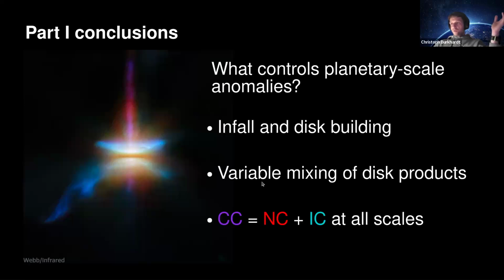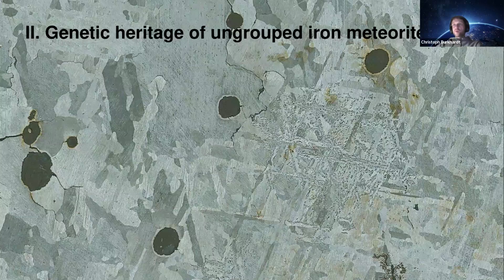So I think we can conclude that CC materials are mixtures of NC and some IC material at all scales. And also, if this infall and disk building is producing these variations, then that also formed early, and that reinforces these anomalies as tracers for genetic relationships. And this is what we will do now in the second part. We will look at the genetic heritage of ungrouped iron meteorites.